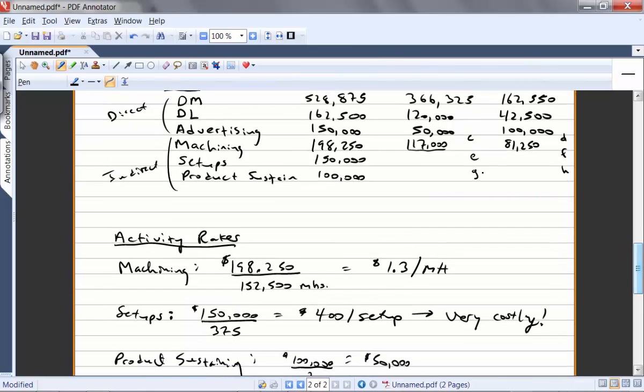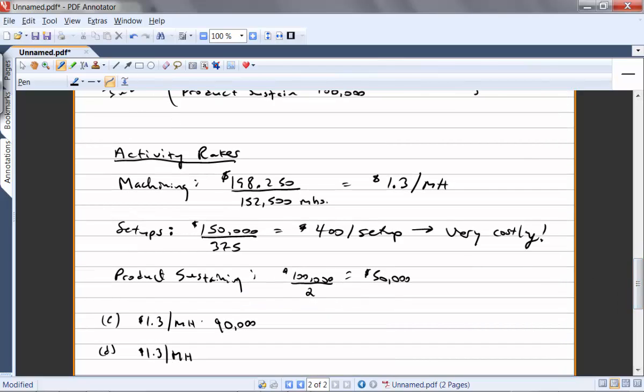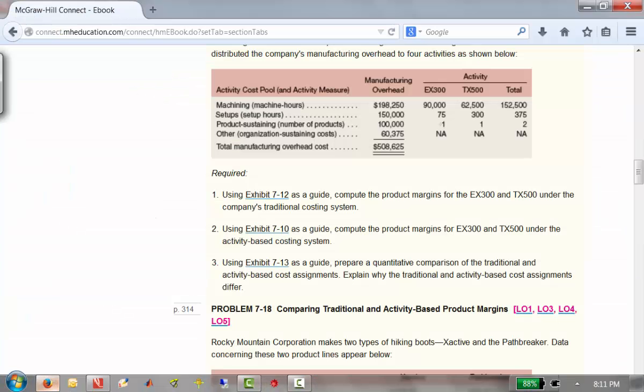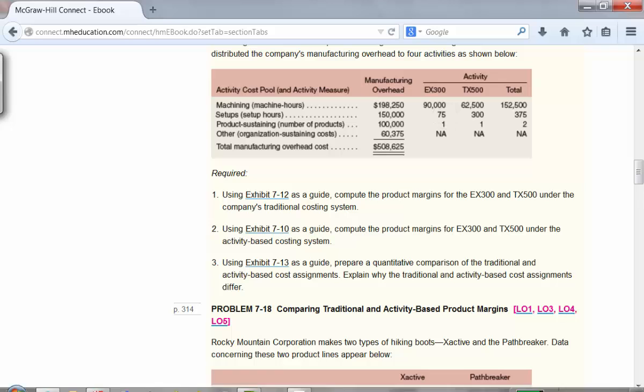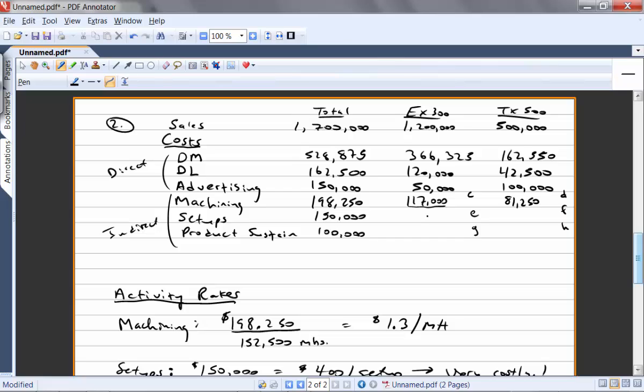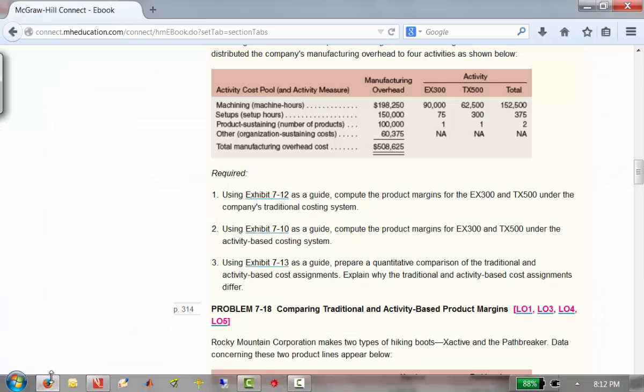Now let's go down to setups. So little e, what's the rate? It's $400 a setup. How many setups for the E product? I believe it's 75. Yeah, right here, 75. So the E product should get how much cost for that activity? It would get 400 times 75, which is 30,000. The T product would get 400 times 300, which is 120,000. So there's 300 setups for the T product right here.